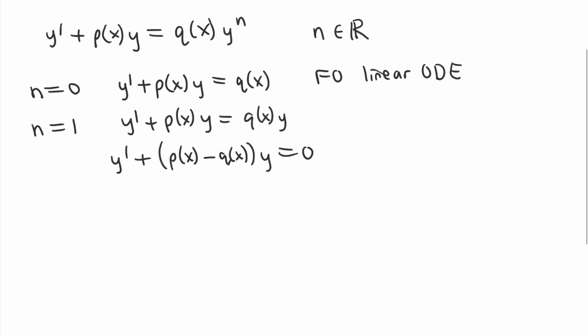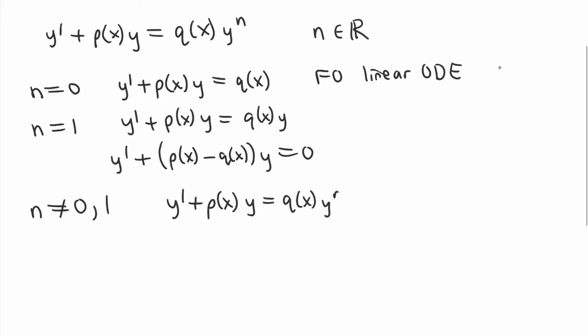But if n is not equal to 0 or 1, then we can use a special substitution in order to get it into a linear form, right? Because think about this equation, it's first order because the highest derivative is y prime, but it's non-linear because n is not 1. Right? We're raising the function y to some power that's not 1. And so it can't be solved using the regular first order linear methods.